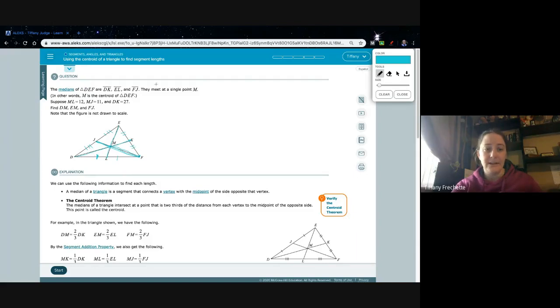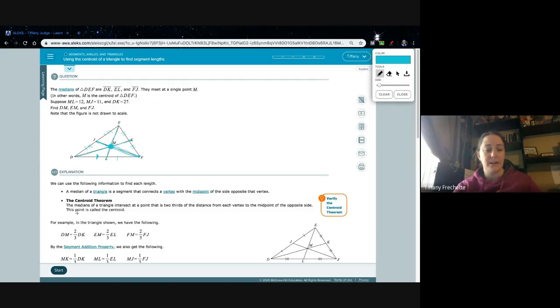So as soon as we hear median, I know I can divide this up quite a bit here. And then it also says they meet at a single point M. So we can see that they're all meeting here at the middle. Or not the middle, but at this point here that looks like the middle. In other words, M is the centroid of triangle DEF. So it's telling us, okay, well, the centroid is the point where all of these medians cross each other. But what does that really mean?